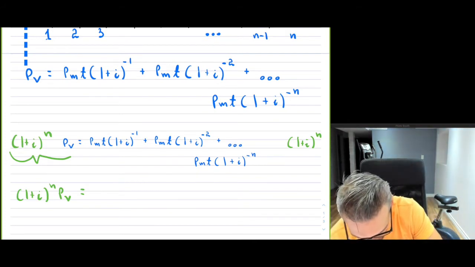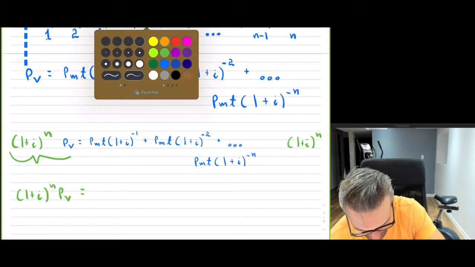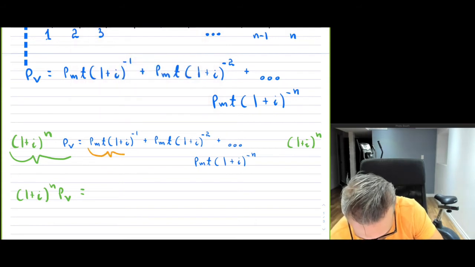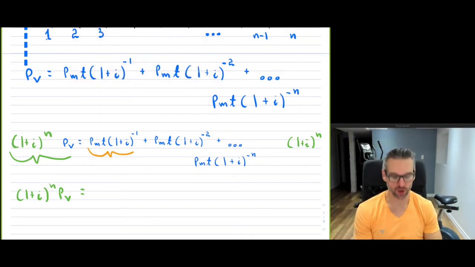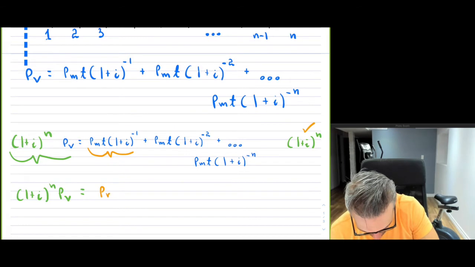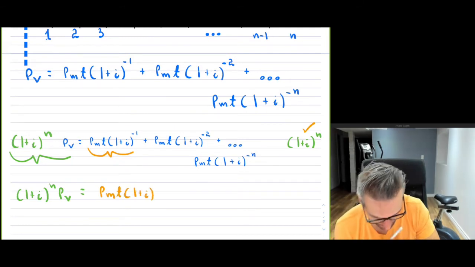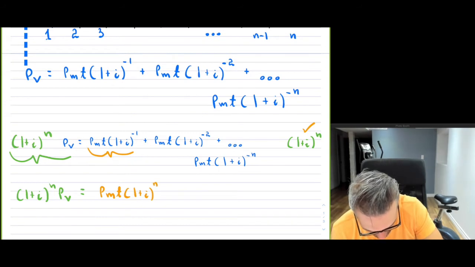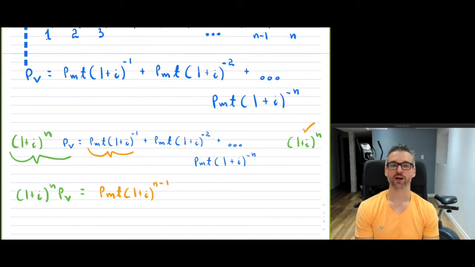So this first term right here, let me change color. If you multiply it by 1 plus i to the power of n, what you're going to get is payment times 1 plus i, now it's going to be n minus 1. Notice you have minus 1 and n, so the exponents combine.